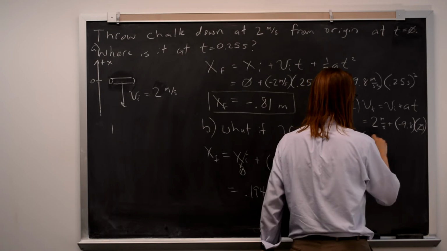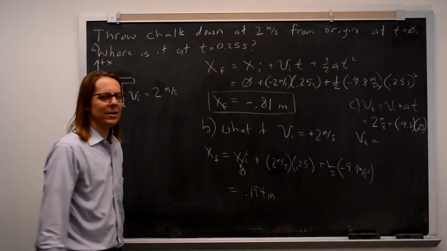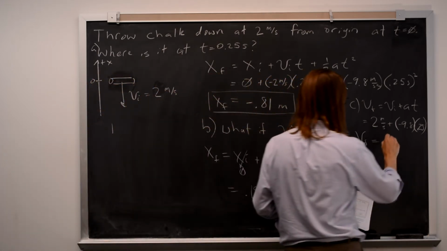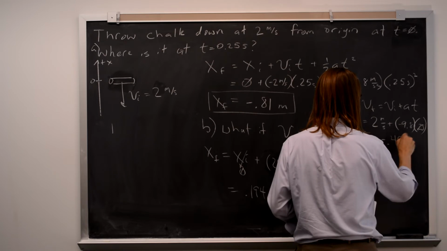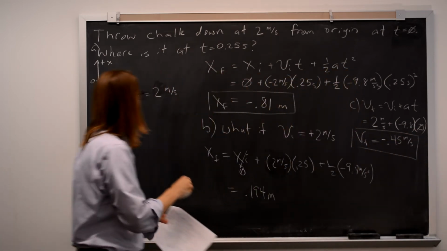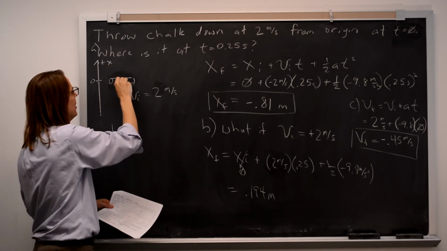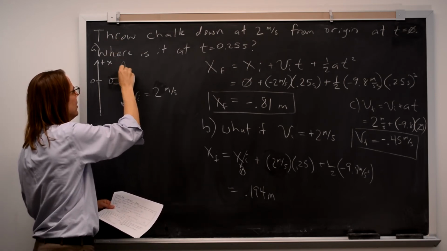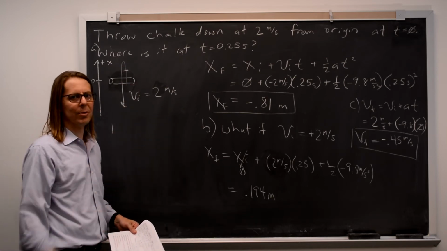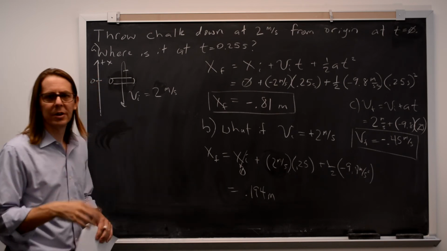And then you get the final velocity is, let's see, about negative 2.5 and 2. It's about negative 0.45 in this case. And since it came out negative, you know that the velocity is down. So that means it went up, and we caught it coming down at 0.25 seconds for the case that we throw it up.